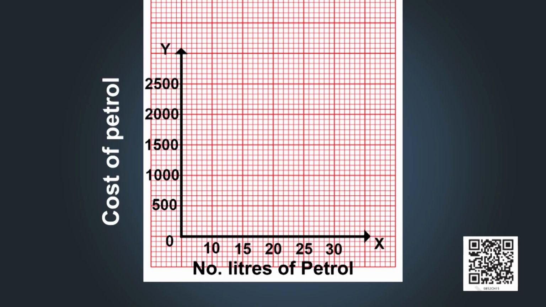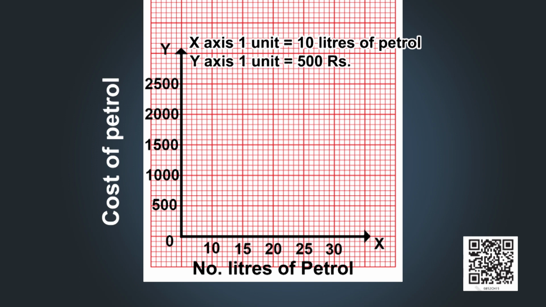Now let's plot the graph for the above situation. To plot the graph, first mark the number of liters of petrol bought on the x-axis and the cost of petrol on the y-axis. Take the scale as 1 unit equal to 10 liters of petrol on the x-axis, 1 unit equal to 500 rupees on the y-axis. The coordinates of the 4 points will be (10, 1000), (15, 1500), (20, 2000), (25, 2500). We will plot the points and join the points to form a straight line.